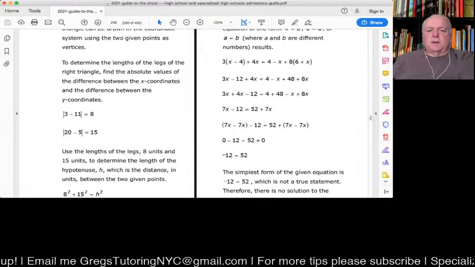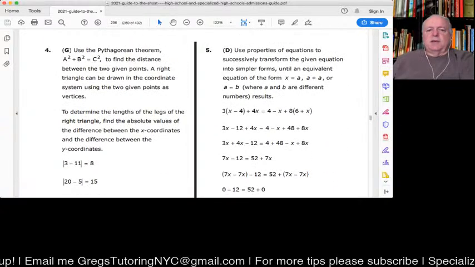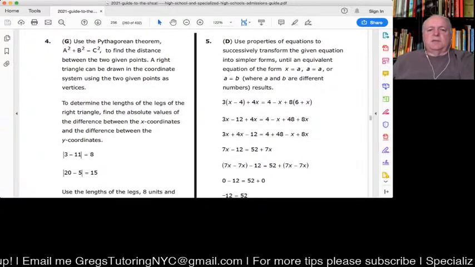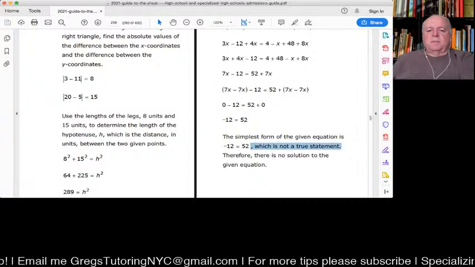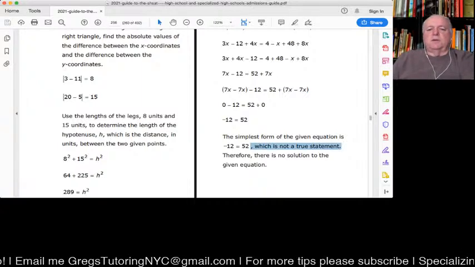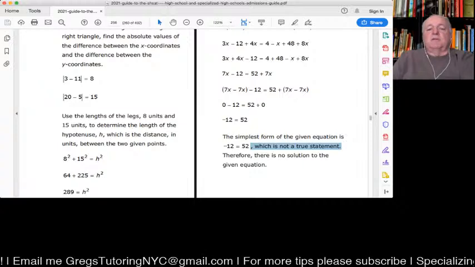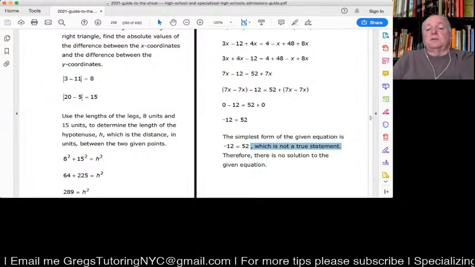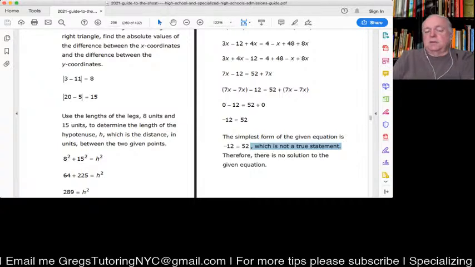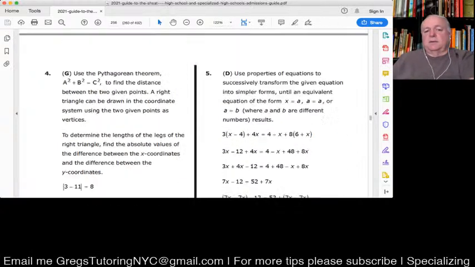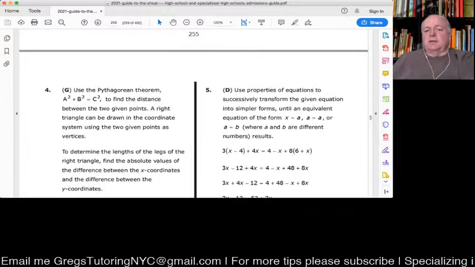Okay, the problem here is it says the answer is D, and D says there's an infinite number of choices. And if you come down here, it says -12 is equal to 52, which is not true, and therefore no solution, there is no solution to the given equation. Well, no solution is choice number C, so there's an error there. So this should actually say C and not D over here on this line.